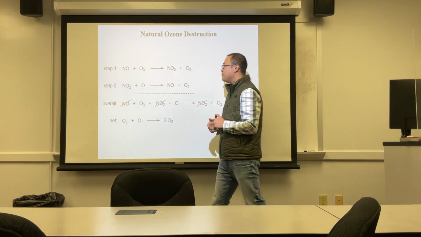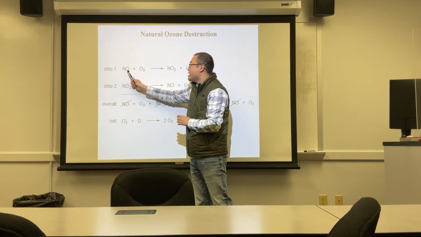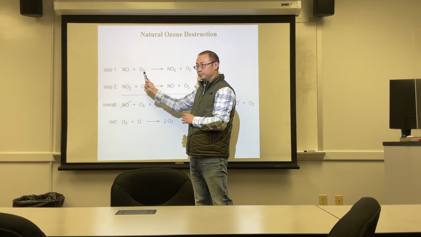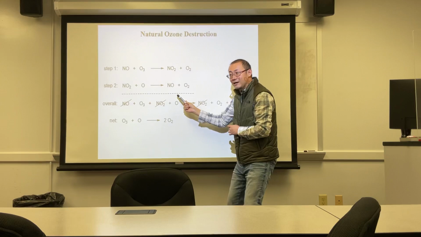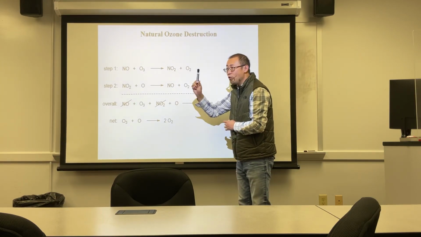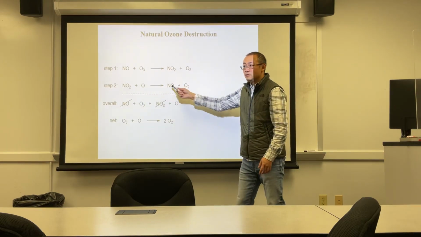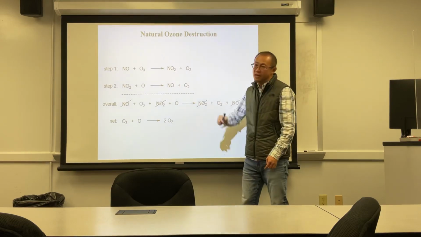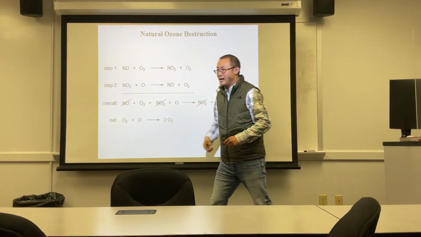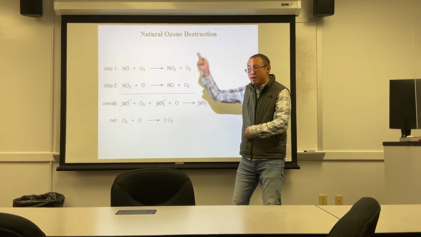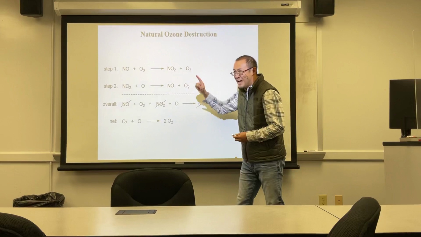And another fact is, you notice that in the first step, NO gets involved to react with O3. But in the end, take a look. What happened? You get NO back. Is that right? So that means the NO is not consumed. It first gets involved, and in the end spits it out. You regenerate this NO. It means one single NO can start this process again. So this NO can be used many, many times to destruct ozone. And we call this guy a catalyst.